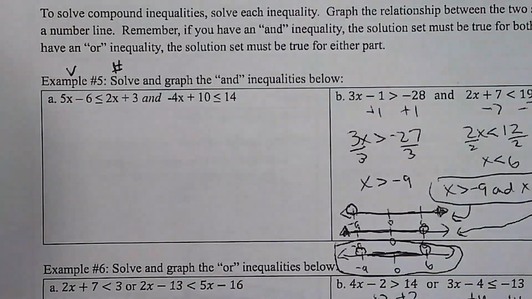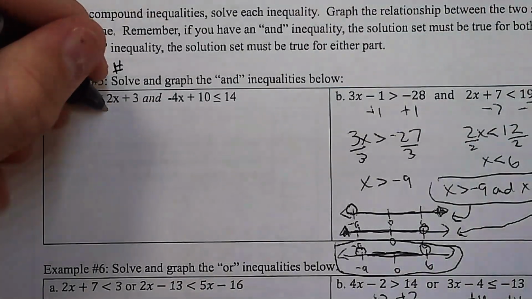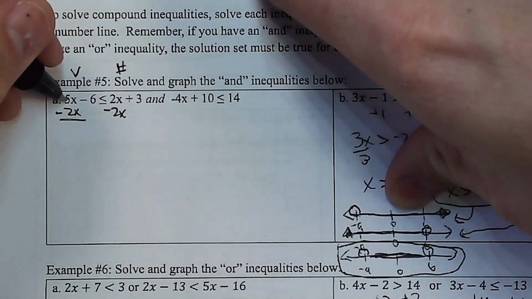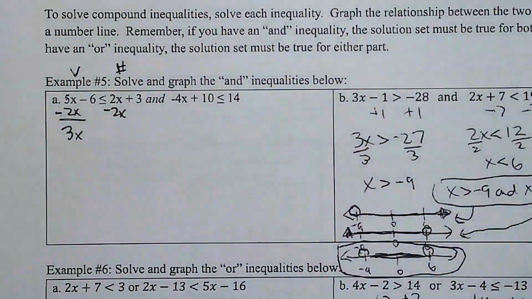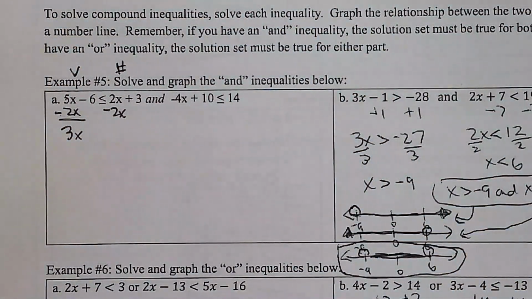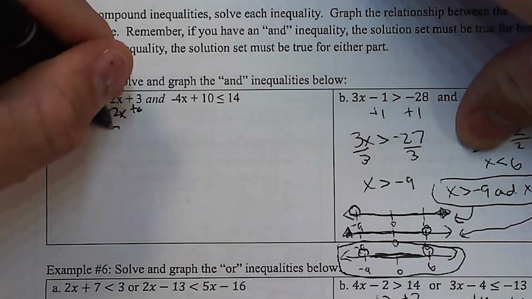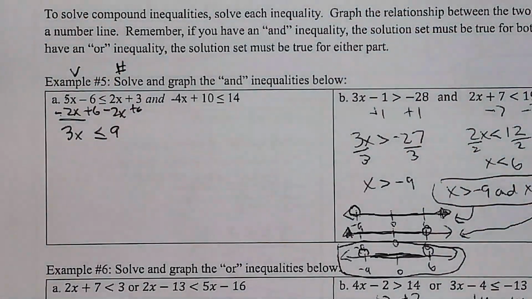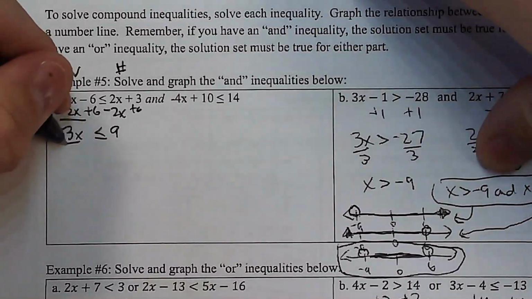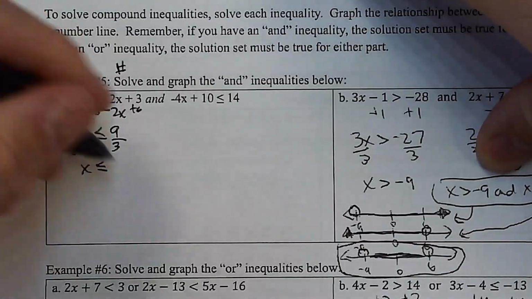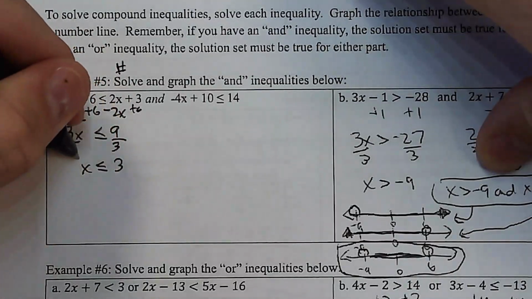So how can I move 2x? Subtract it. So 2x needs to come to the left. 5 minus 2 is 3. What's now out of place? 6. So how do I move the minus 6? Add 6. So 3x is less than or equal to 9. Then what am I going to do? Divide by 3, divide by 3. x is less than or equal to, what's 9 divided by 3? 3, good.